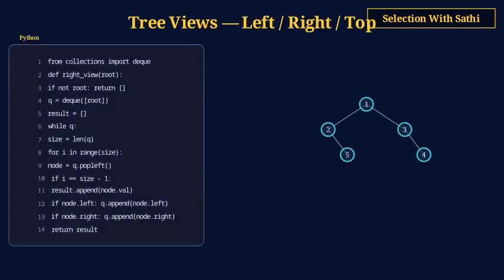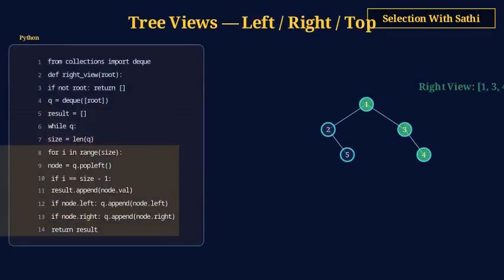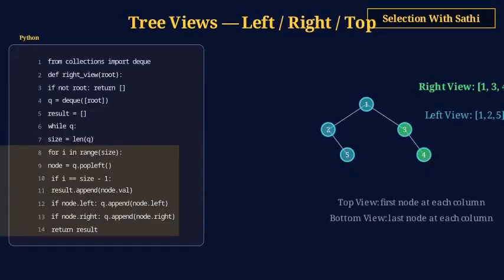Binary tree views are popular interview questions. Left view: the first node visible at each level when looking from the left side. Look at line 6. In BFS, take the first element of each level. Right view: take the last element of each level instead.